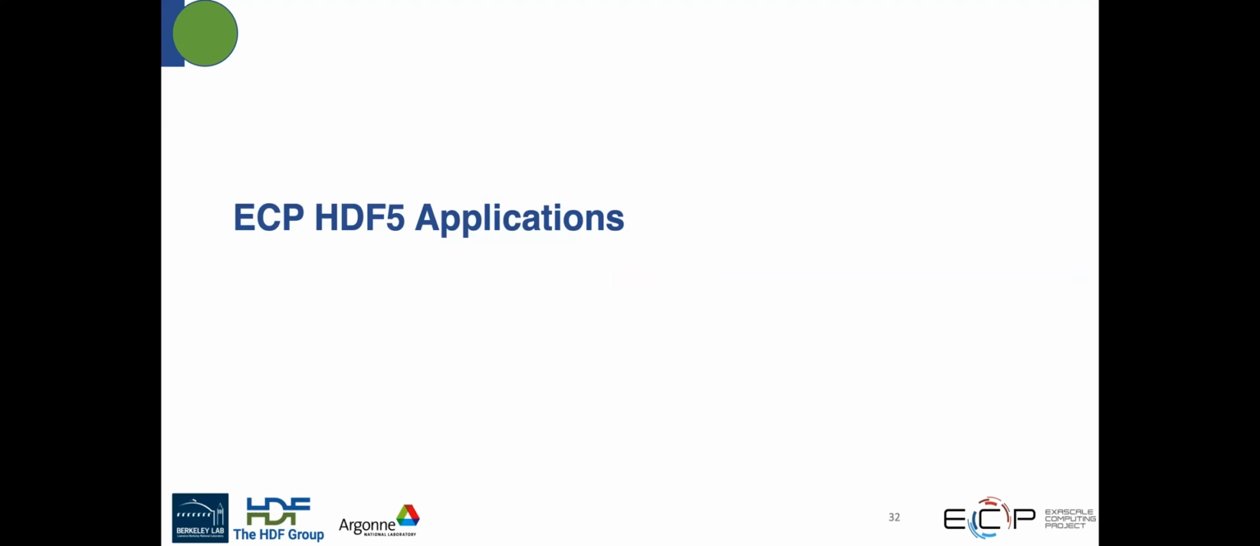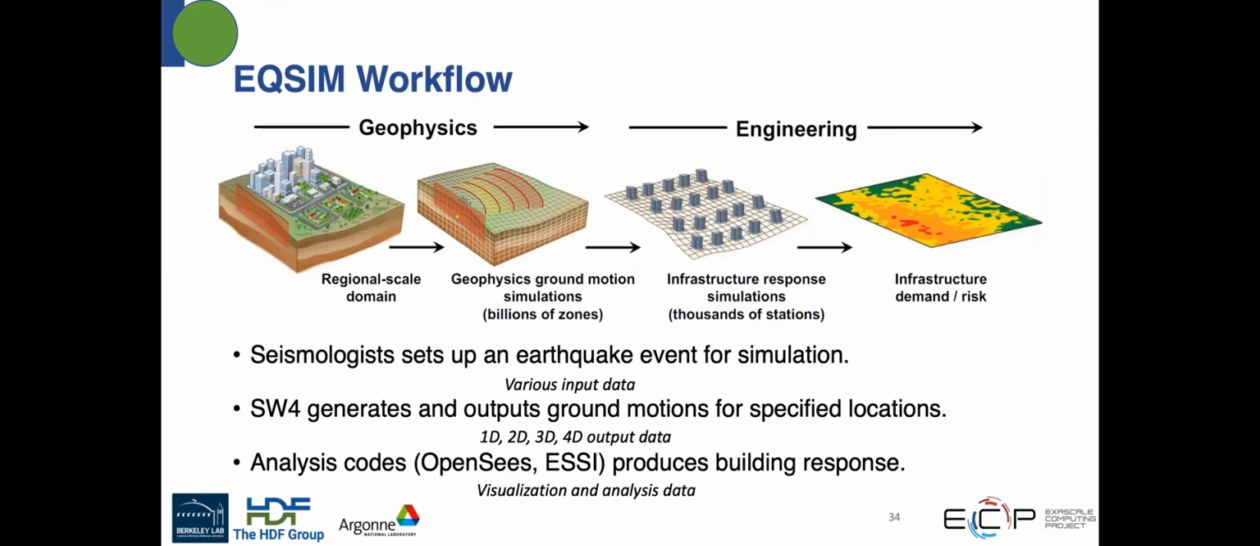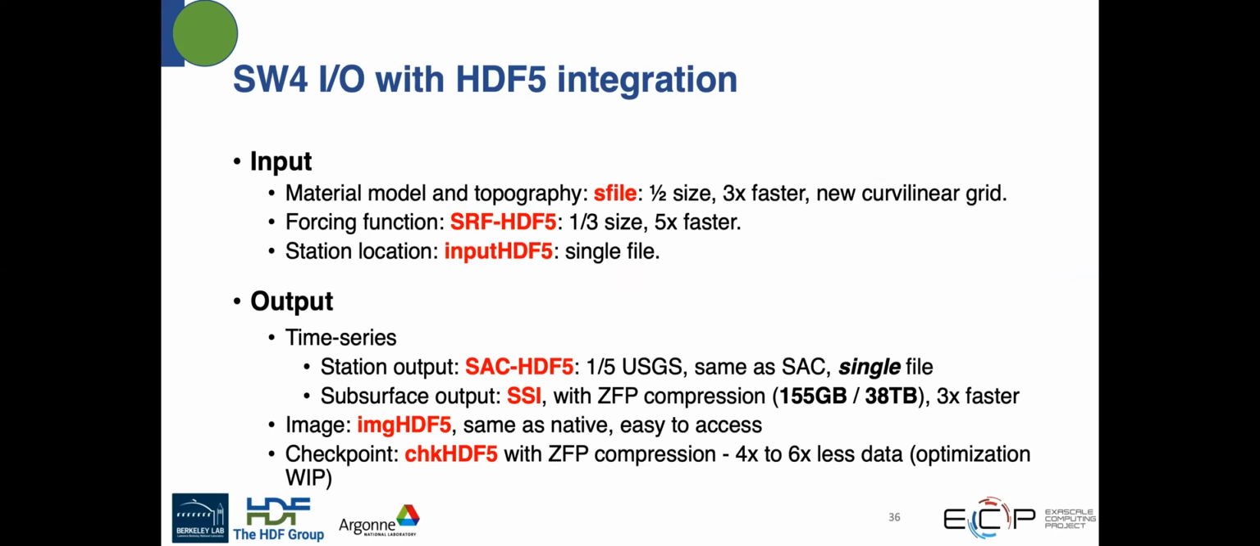So in the interest of time, I may not go into the details of this, but we do help a lot of applications, and one of them is the earthquake simulation application. They were previously using a lot of ASCII and binary-based file formats. So we moved them completely to HDF5 files, and they perform very well. For example, one file is half in size and three times faster in accessing, and similarly some of these are much faster. And for the subsurface output, we apply ZFP compression and achieve very good performance as well as compression.